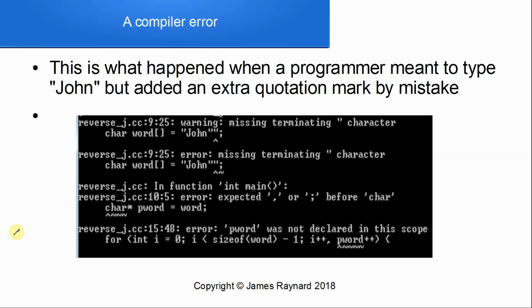So let's have a look at the kind of thing you can expect to see when you make a mistake. So here we typed John with an extra quotation mark, so you can see there's quite a lot of output here, and it all looks very confusing and difficult to read. The secret here is to ignore the stuff at the bottom and go right to the top, and then work your way downwards. So the first, that's not actually an error, that's a warning, but it does actually tell us what the problem is. You can see here the language missing a terminating double quote character. That's not terribly clear.